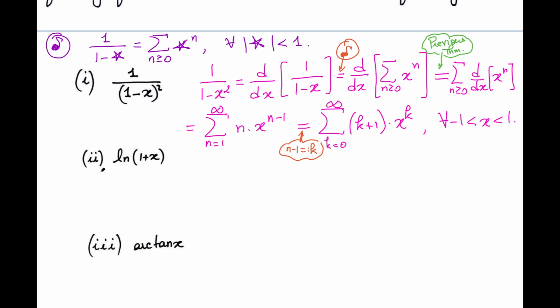Okay. Part 2. Let me draw a separation between the parts. Let's go to the second one, ln of 1 plus x. How is this related to 1 over 1 minus x?